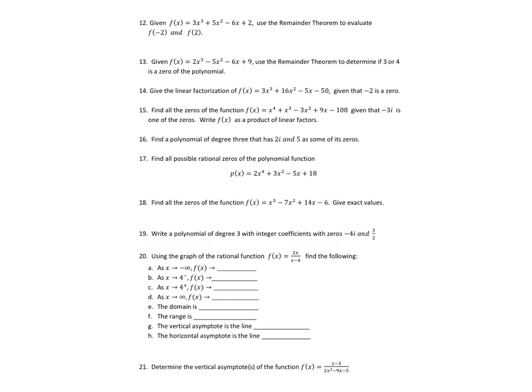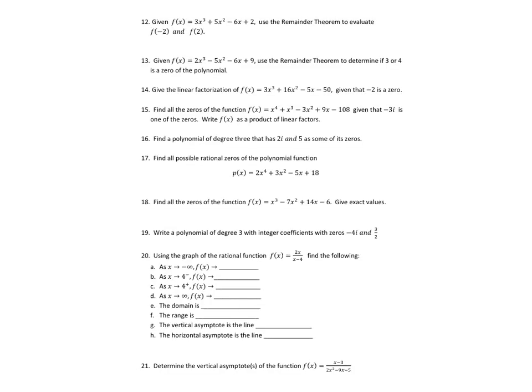So for this one, I want to use the remainder theorem. So it means I want to divide out x minus -2. So I'm going to put the -2 here. I'll just use synthetic division. The -2 here, and then we have 3x cubed plus 5x squared minus 6x plus 2.